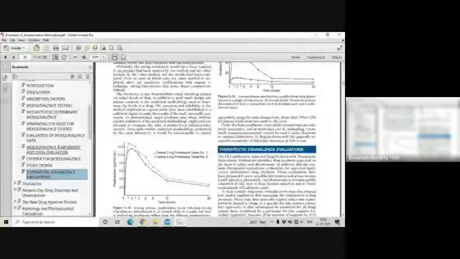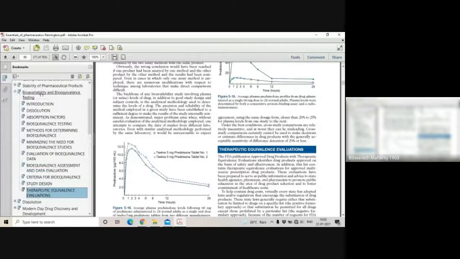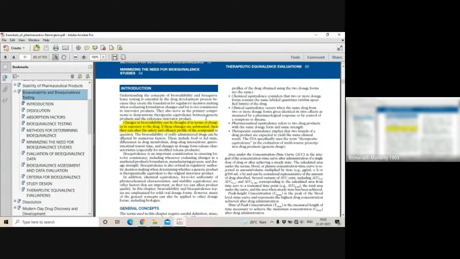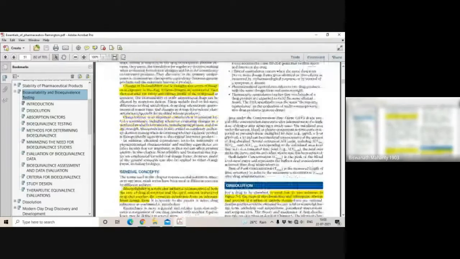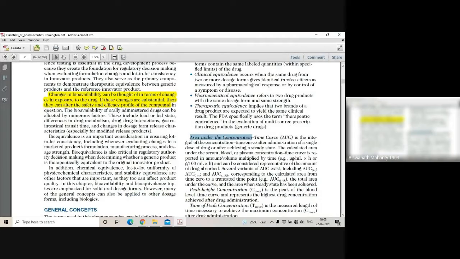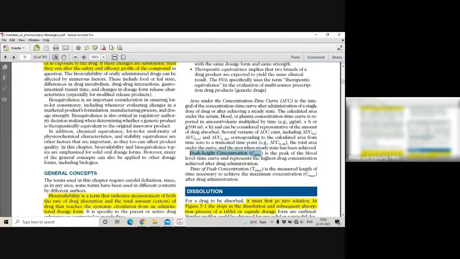I think my screen is already shared. This is the Remington Pharmaceutics book, right? As I talked about in this chapter, bioavailability and bioequivalence, we already discussed it. How the bioavailability can change, what are the things we are measuring? We are measuring area under the curve. We are also measuring the peak height concentration. We are also measuring the time for peak concentration. These three things are normally considered when you do a bioequivalence study.